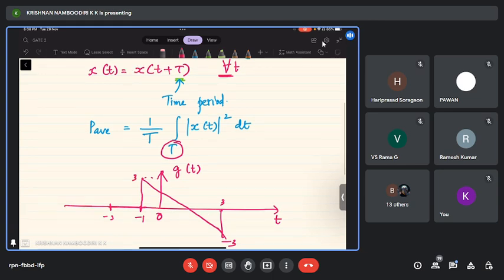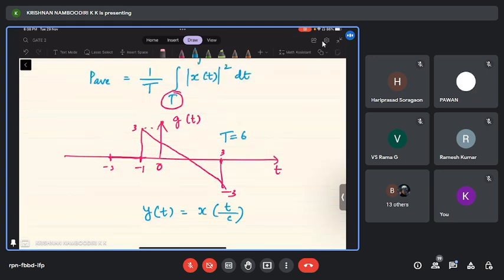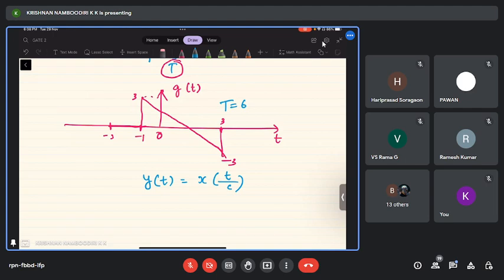This is one period from -3 to +3. So the period is nothing but 6. In general, I will ask you a question. If some other signal y of t is obtained as x of t divided by some real number c, then what is the period of y of t? If x of t has a period 3, as in the question, then what is the period of y of t? That is nothing but 3 into c.